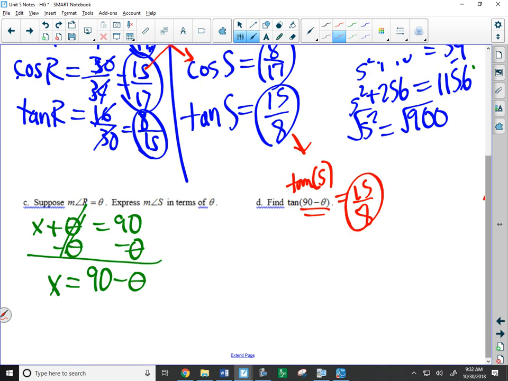So I take what I did before. If you didn't have it then, you would just do opposite over adjacent. Okay, we're now going to use this to solve for missing sides and angles. Does anybody have anything I can answer on that page?